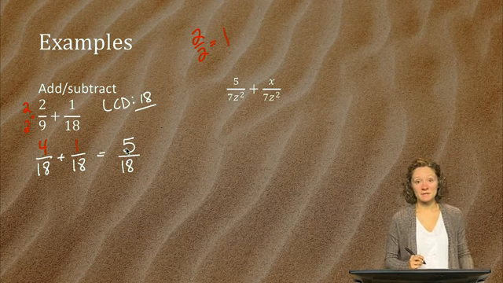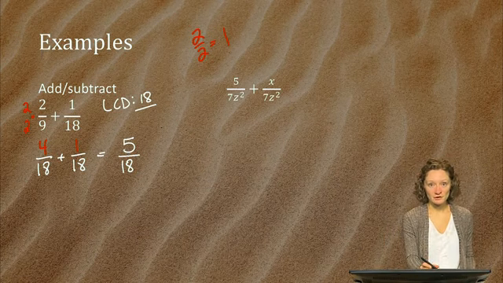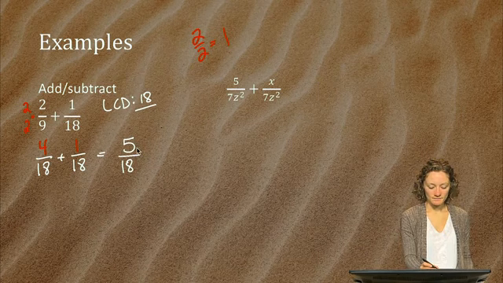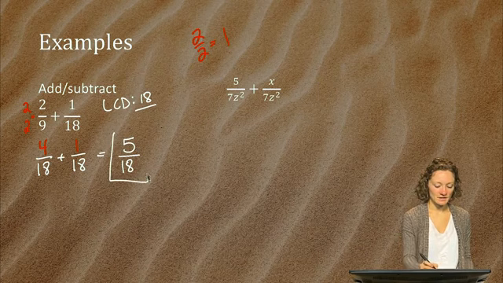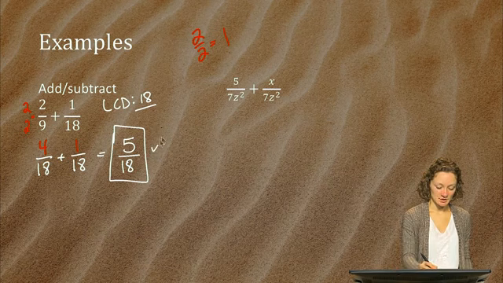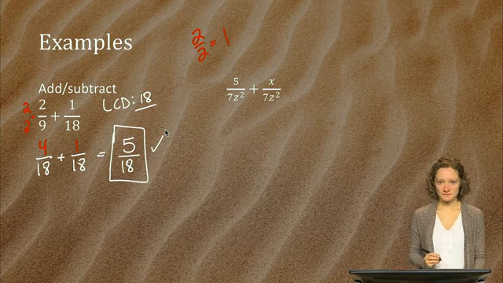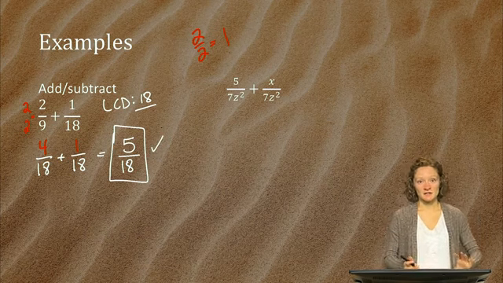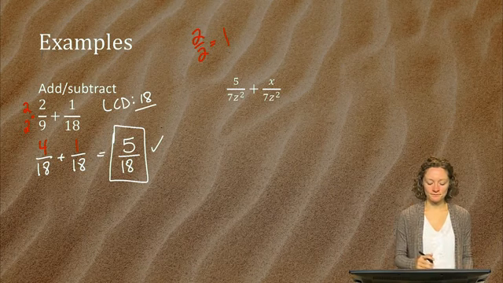And then the fourth step is to simplify. So however you need to simplify, simplify. 5 and 18 don't have anything in common, so that's as good as it gets. So this was a number problem to draw the parallel for you.